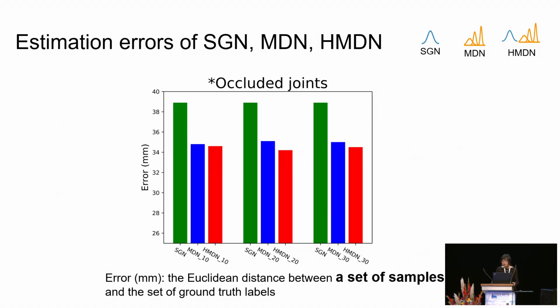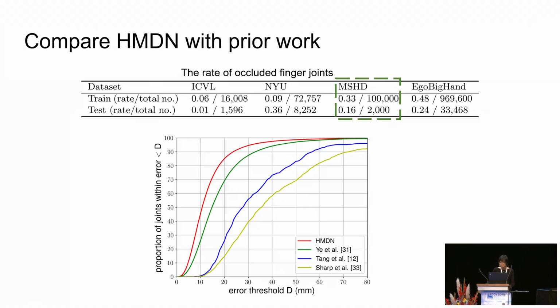As there are many pose labels for the occluded joints, we also measure the alignment of the samples from the estimated distribution and the ground truth. The measurement is the distance between the set of samples drawn from the distribution and the set of ground truth labels. We can see the error of HMDN is lower than that of SGN, and similar to the error of MDN.